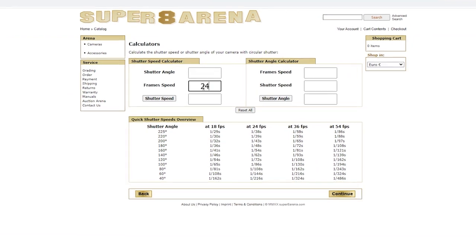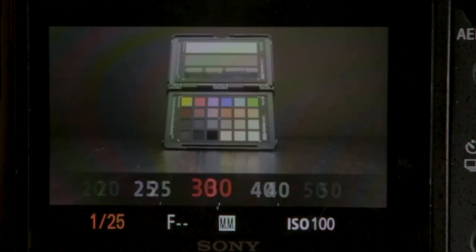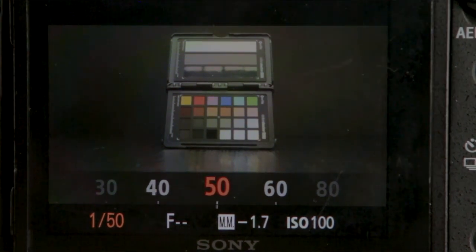So if I'm shooting at 24 frames per second and I want filmic motion blur at a 180-degree shutter, I would set my shutter speed to 1/48th of a second. Okay, but my camera doesn't do 1/48th of a second. Okay, well then you set it to 1/50th of a second, which is the closest option to doubling your frame rate.